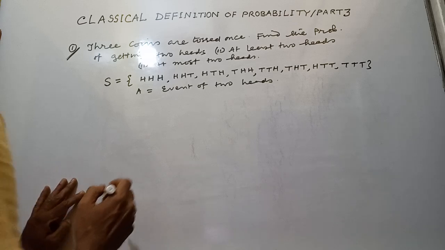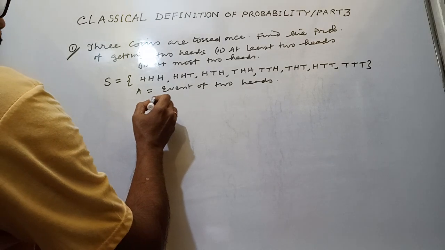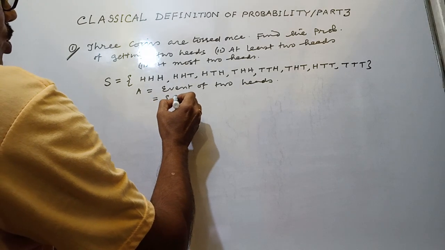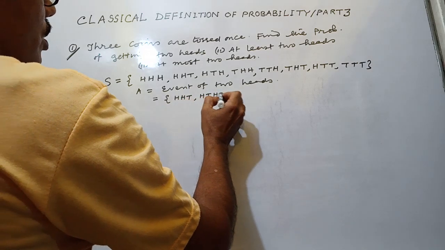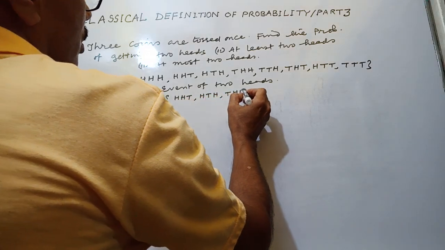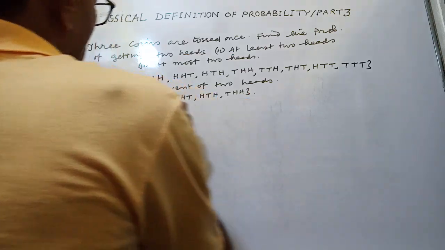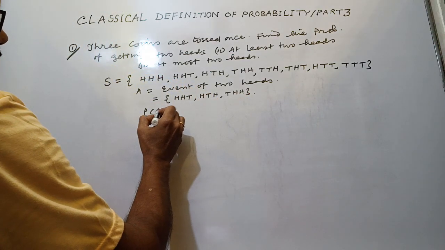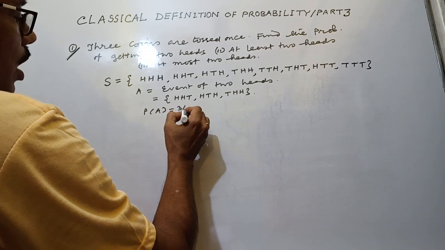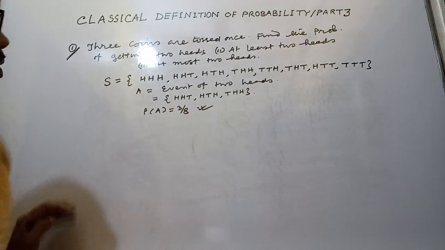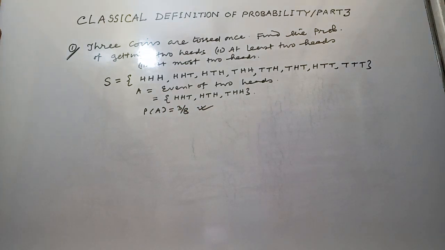Two heads. So what are the events? HHT, HTH, THH. So what is P(A)? Favorable outcomes: 1, 2, 3, by total number of outcomes. So P(A) equals 3 by 8.